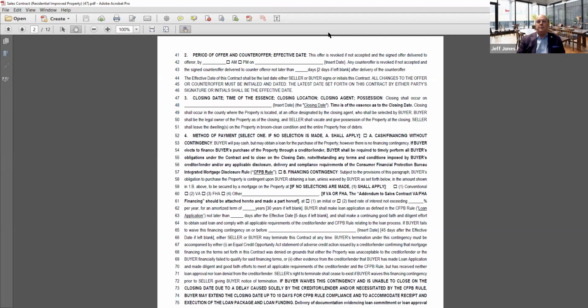These are meant to protect the buyer. If they put 4% in there and they can't get a loan for 4%, that gives them a chance to exit the contract with their deposit if they're not able to get the rate that they've specified in there. Okay. Same with the term.